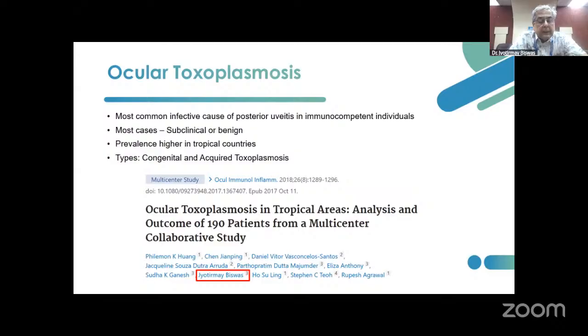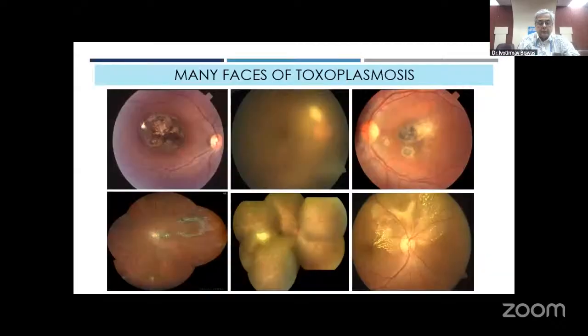Most cases are subclinical or benign, and prevalence is higher in tropical countries. Two types of toxoplasmosis we see are congenital and acquired. This is a publication we made in Ocular Immunology and Inflammation, Ocular Toxoplasmosis in a Tropical Country: analysis and outcome of 190 patients from a multi-center collaborative ocular study. I was a part of this study, and we saw various patterns of toxoplasmosis, and I'll be showing you the many phases of toxoplasmosis.